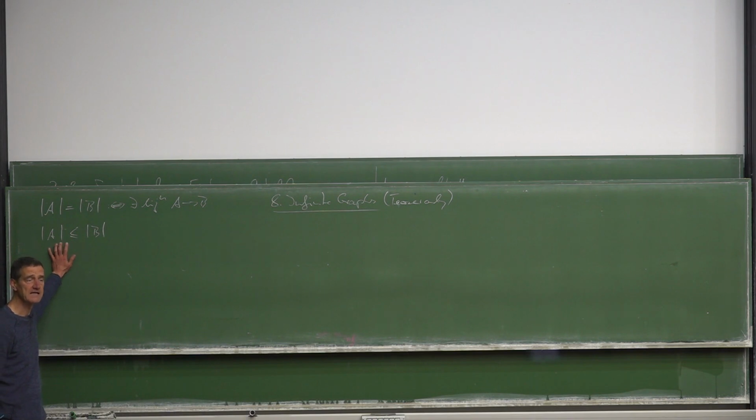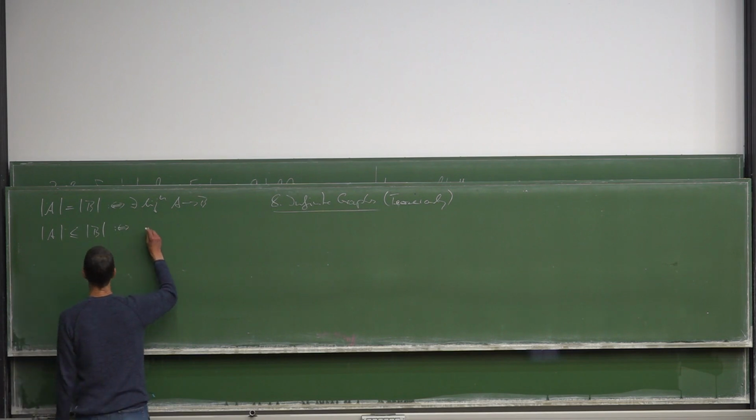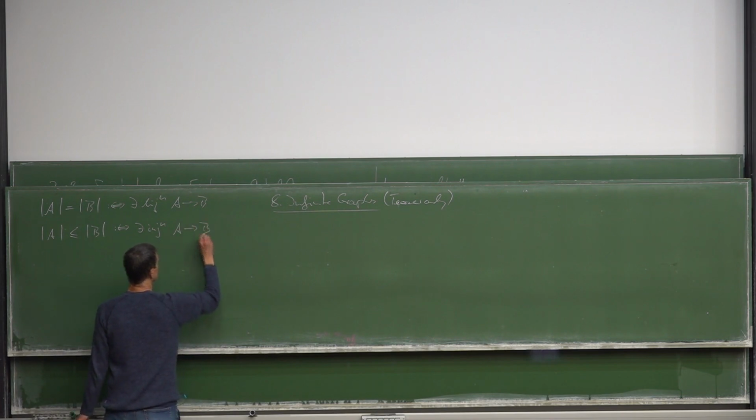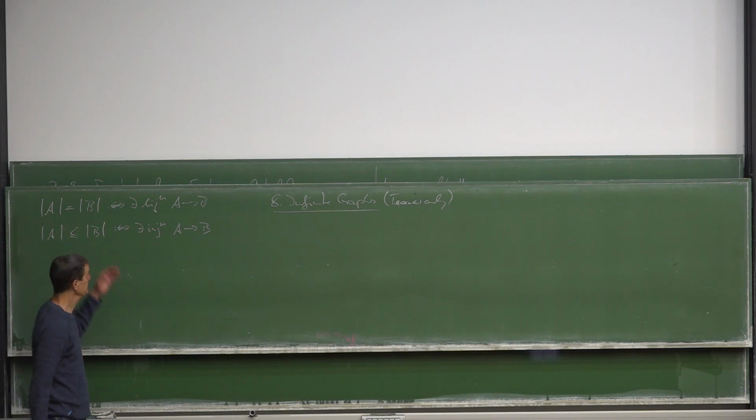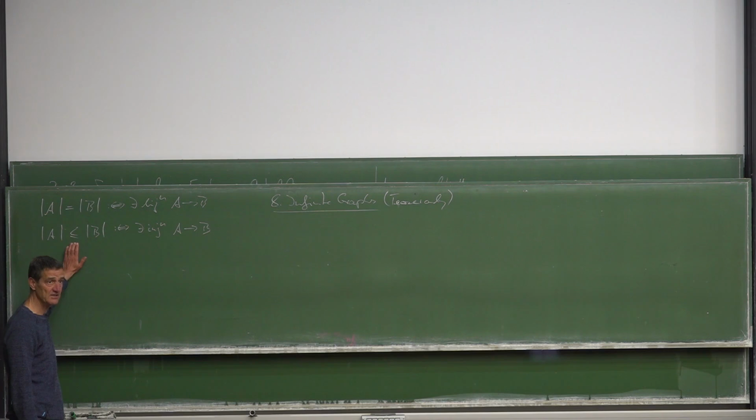That A has at most as many elements as B does. There we use the same definition. So we say there exists an injection, an injective function, an into function from A to B. And that again satisfies everything we expect of an order relation. For a start, it's well defined.